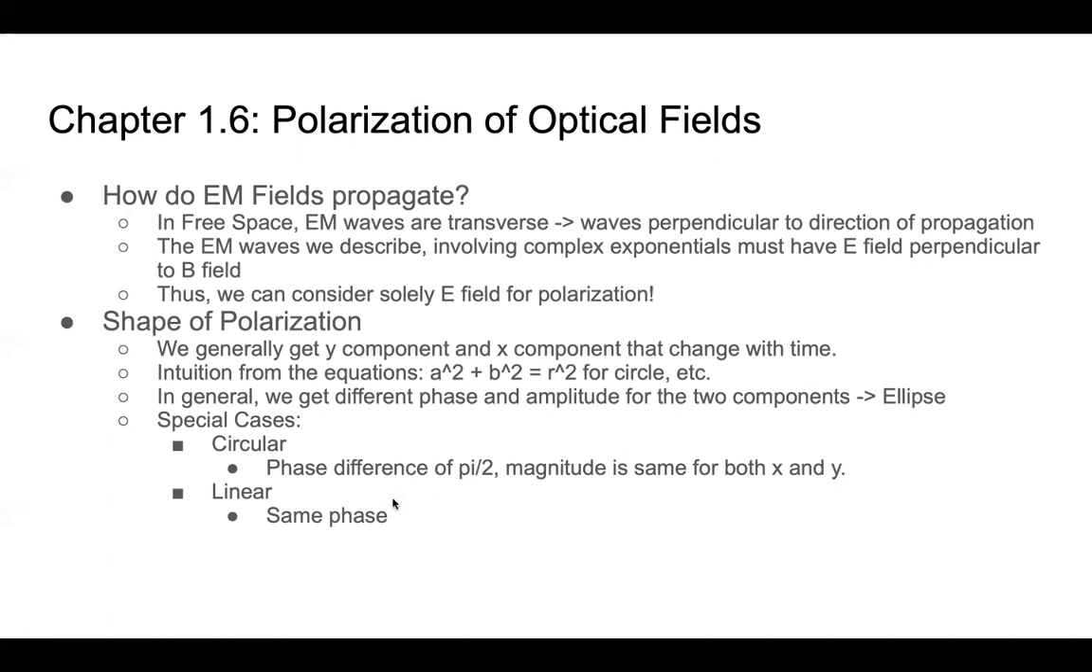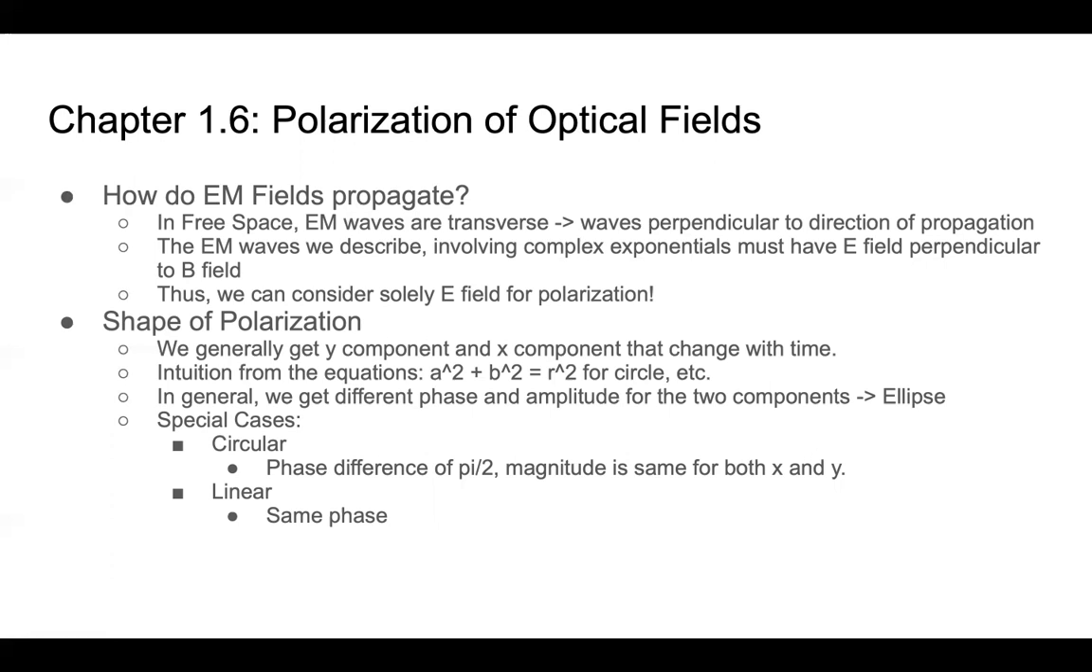And linear is just when we have the same phase, where everything can cancel out. You can visualize linear as up and down polarization, or side to side polarization. A fun fact is that if you have a phone, it polarizes light in a certain way. If you wear sunglasses and tilt your head a certain way, your phone will be completely black because of the way the sunglasses and the phone are polarized together.